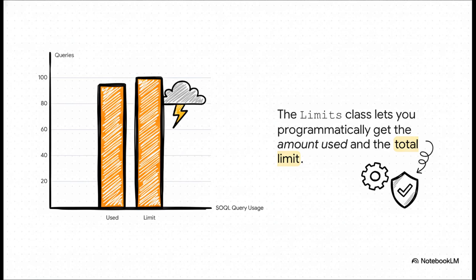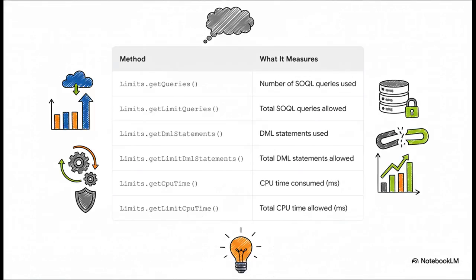This is the exact situation the Limits class is designed to prevent, because it lets you get both of these numbers, the 95 you've used and the 100 you're allowed. So these are the actual dials on our fuel gauge, and you'll notice a really clear pattern here. For every major resource, like SOQL queries or DML statements, there are two key methods. There's a get method, like getQueries, that tells you your current usage, and then there's a getLimit method, like getLimitQueries, that tells you your total allowance.